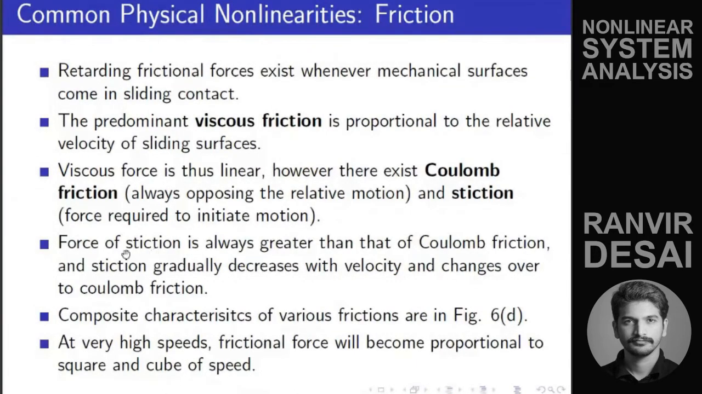Now see, the stiction is always greater than Coulomb friction. Coulomb friction is very, very small, and stiction gradually decreases with velocity and changes over to Coulomb friction. So this stiction is predominant in the stationary part, that is force 0 or velocity 0. If the velocity is 0, then the stiction is more. As velocity grows, this is very less. But Coulomb friction is opposite. The Coulomb friction increases as velocity increases. See, the characteristics are shown. We'll see that figure. At very high speeds, frictional force will become proportional to the square and cube of speed. This is how it is, we'll see.